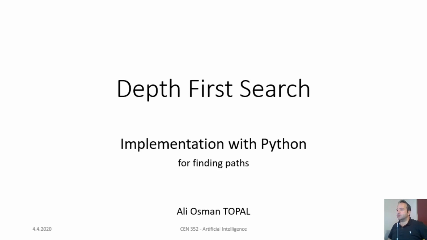Hello everyone, today we are going to analyze the depth first search algorithm. After that, we use it to find a path in a graph between two nodes, start and goal nodes. Later on, we are going to write Python code to give us this path.